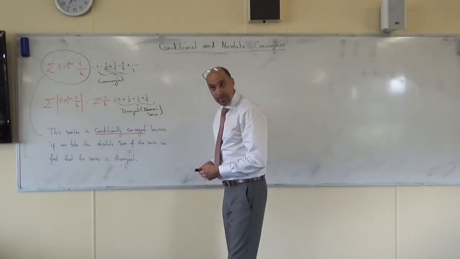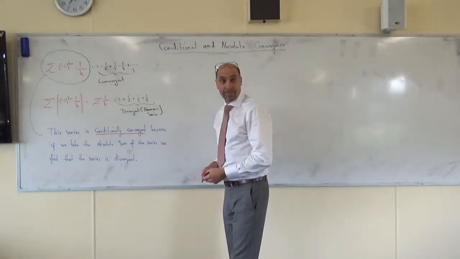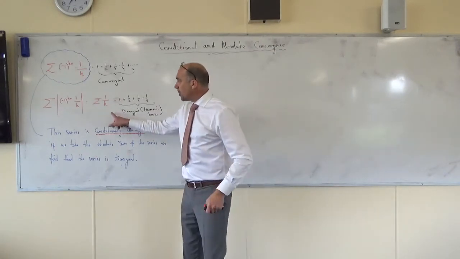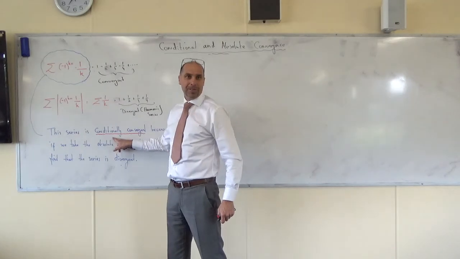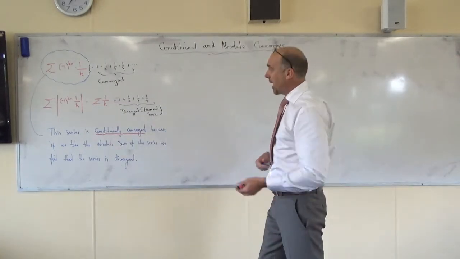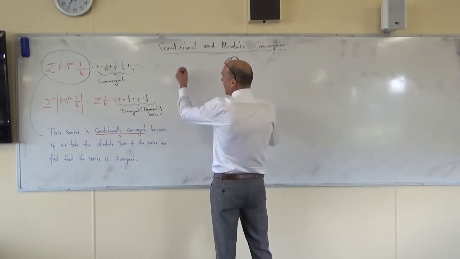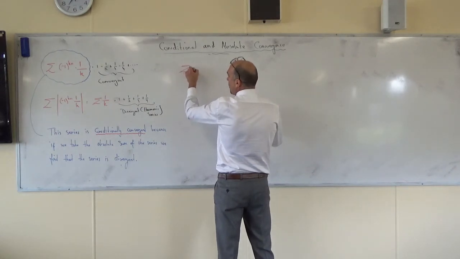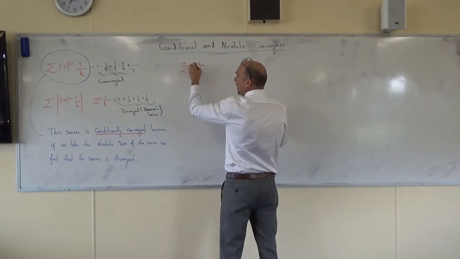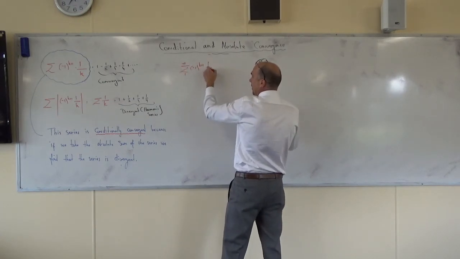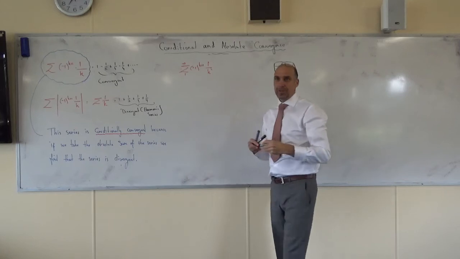Is the absolute value of this series convergent? No, therefore it's called conditionally convergent. But here, let's just do an example. Are you ready? I'll do this one. The sum of minus 1 to the power k plus 1, from 1 to infinity, of 1 on k squared. Convergent or divergent?